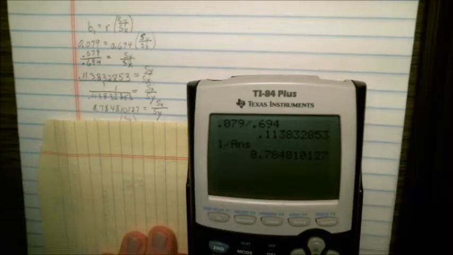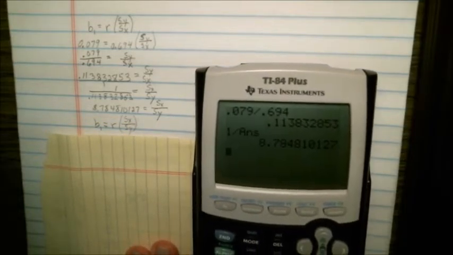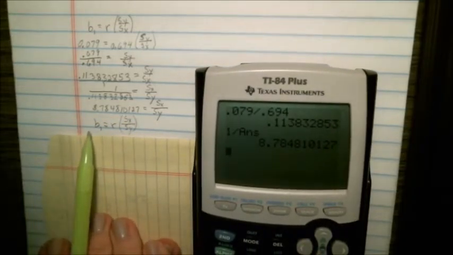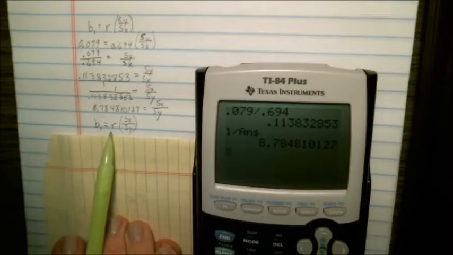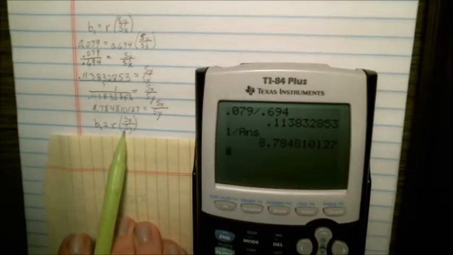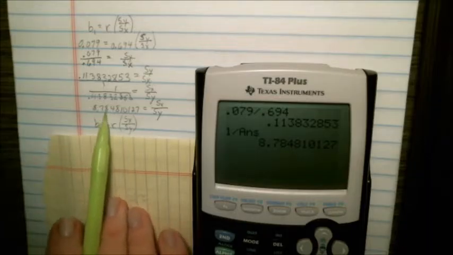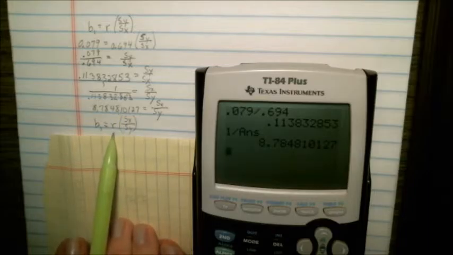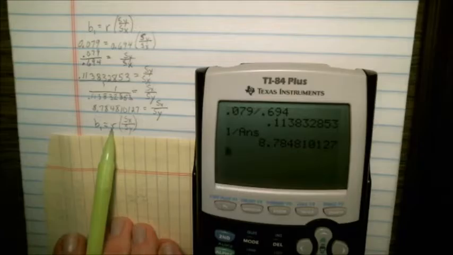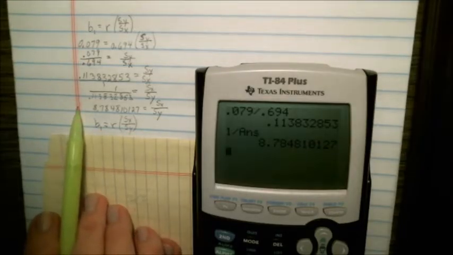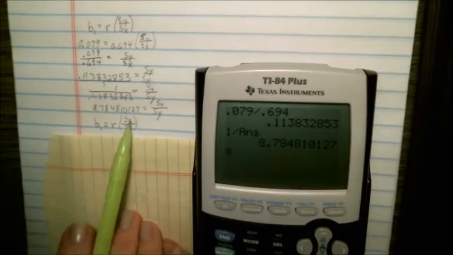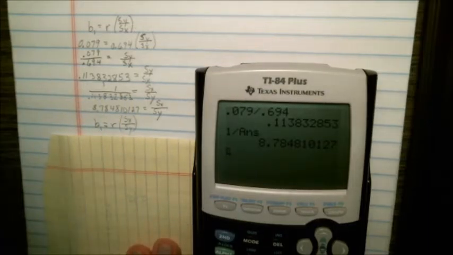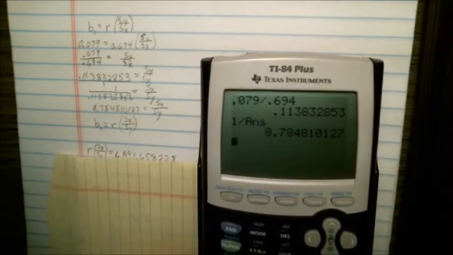Okay, we're almost there. Our formula says our slope, b sub 1, would equal r times the standard deviation of x over the standard deviation of y. Well, this is the standard deviation of x over the standard deviation of y, and we still know r. R is 0.694. So all we have to do is multiply 0.694 times this, and we'll have the slope that we're looking for.